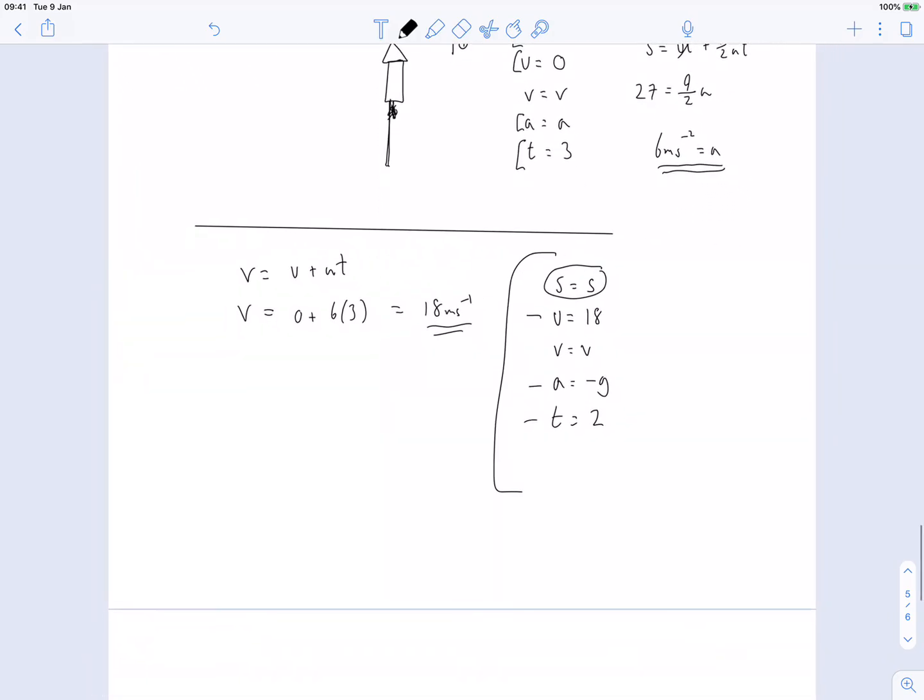So it's the same again. S equals ut plus a half at squared. So s equals 18 times 2, which is 36, plus half a, so minus g over 2, times t squared, which is 4. So 4 and 2 cancel, that's minus 2g. So s equals 36 minus 2 lots of 9.8, which is 19.6, I believe. So 36 minus 19.6 means the total displacement in those 2 seconds is 16.4 meters.